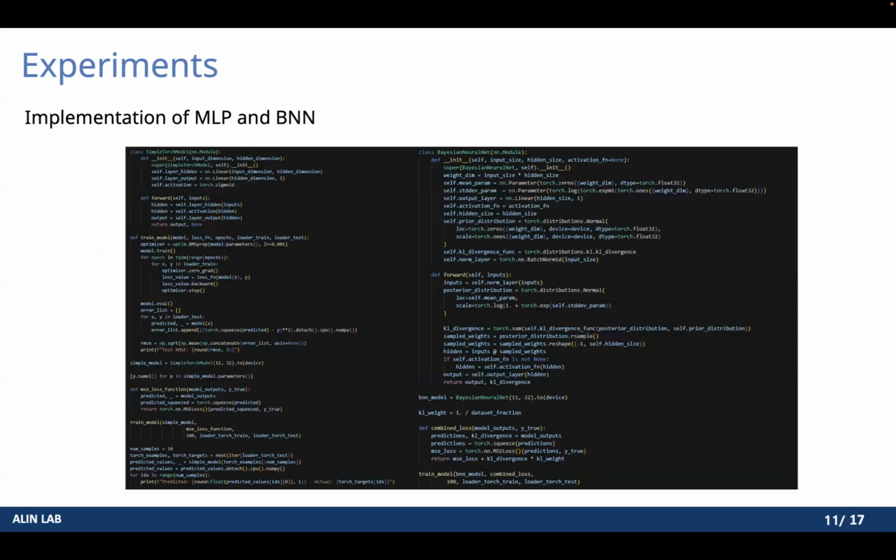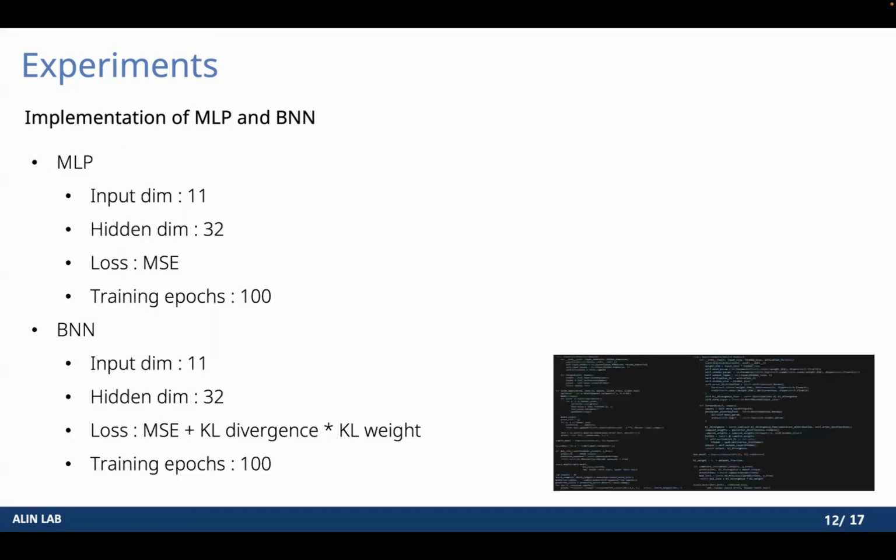Let's start with the first experiment. We implemented MLP and BNN directly from scratch to proceed with the experiment. The setting is as follows. Both MLP and BNN were prepared in the same size, and for fair evaluation, the number of epochs was set the same, 100 times.